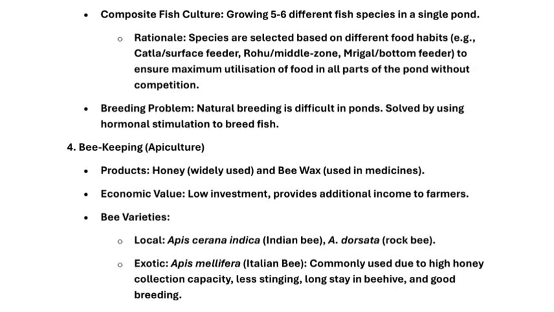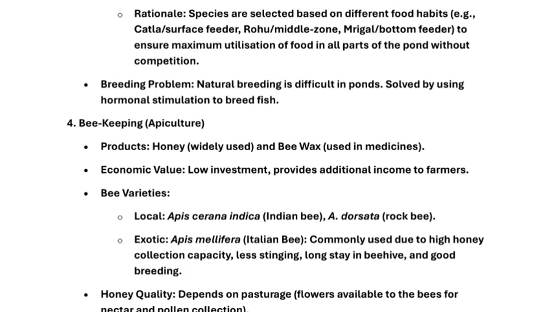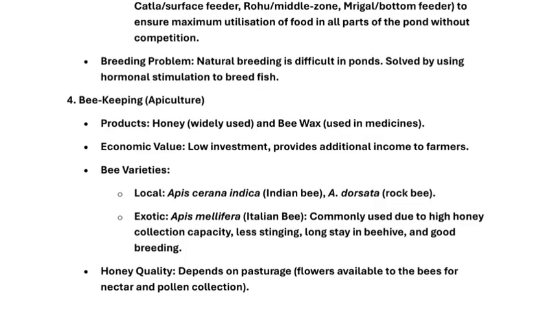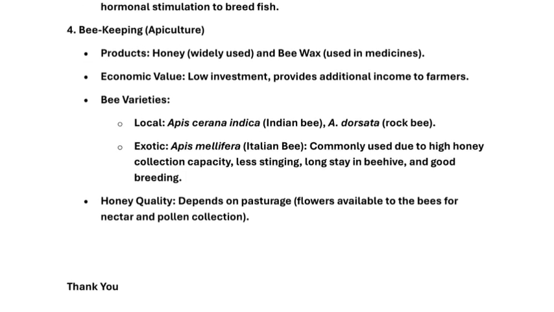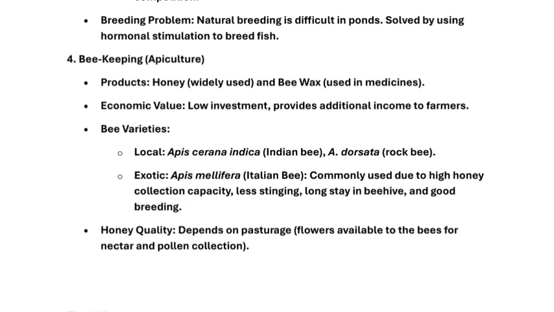Composite fish culture: growing 5 to 6 different fish species in a single pond. Rationale: species are selected based on different food habits, for example catla as a surface feeder, rohu in the middle zone, and mrigal as a bottom feeder, to ensure maximum utilization of food in all parts of the pond without competition. Breeding problem: natural breeding is difficult in ponds. This is solved by using hormonal stimulation to breed fish.